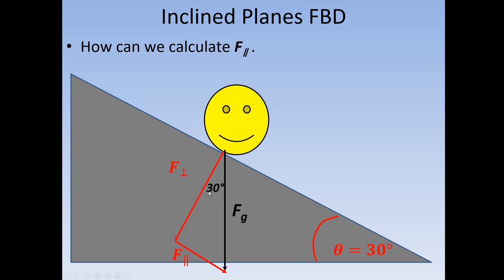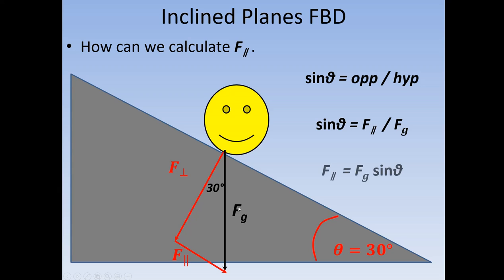So this is my angle. This is opposite the angle. So what we're going to do is say F parallel is using sine. So sine theta is parallel over hypotenuse, which is Fg. And we get F parallel equals Fg sine theta.